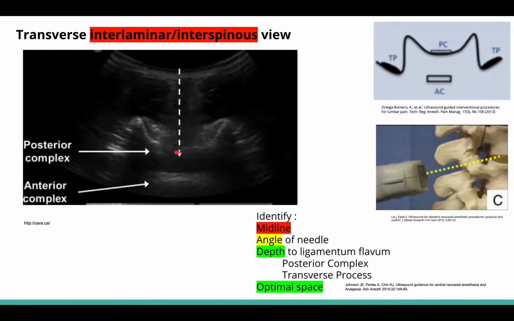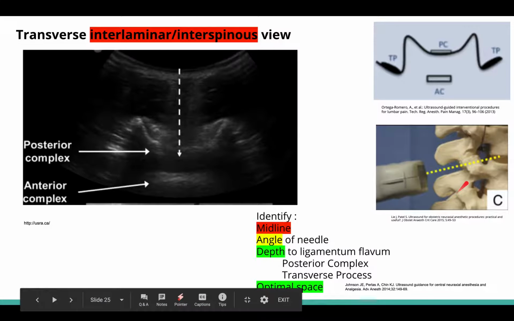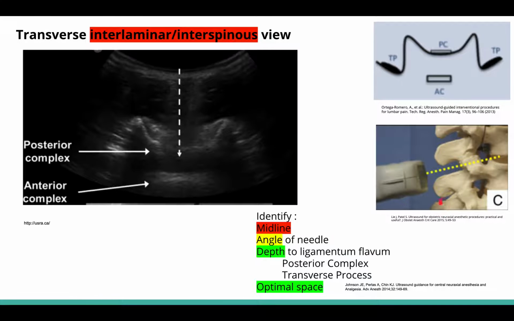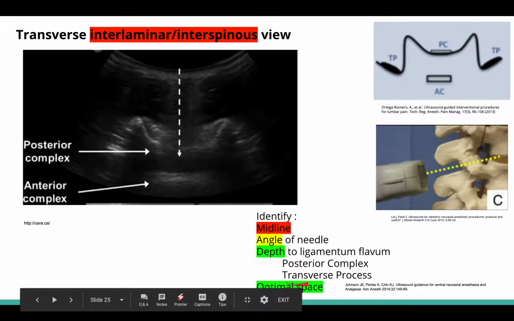And again, if you have trouble visualizing your posterior complex, you can oftentimes still see your transverse process, and that still correlates pretty well with your posterior complex. You want to try to obtain this view at multiple levels, and whichever level gives you the best image should be your first choice for placing the spinal epidural. So in a way, this view can let you decide to pick the optimal space as well.